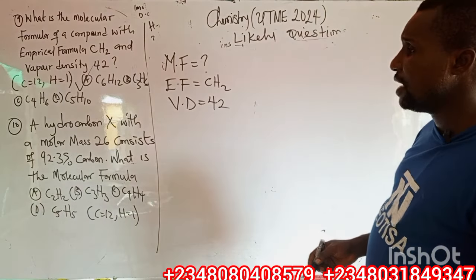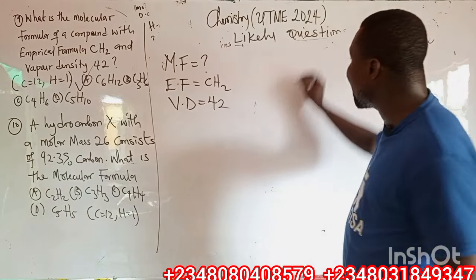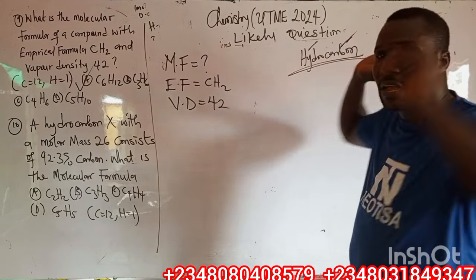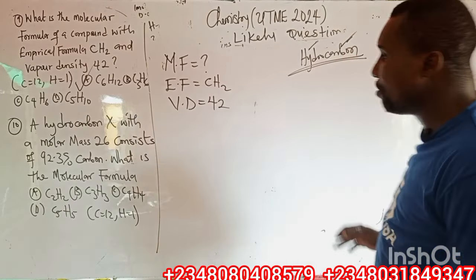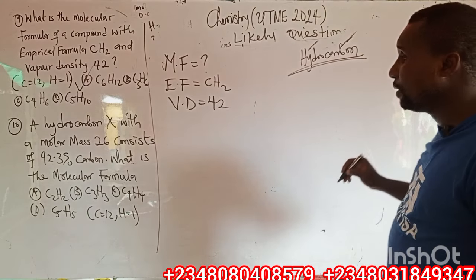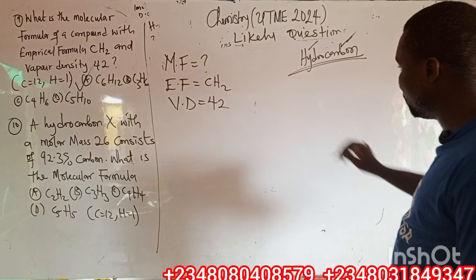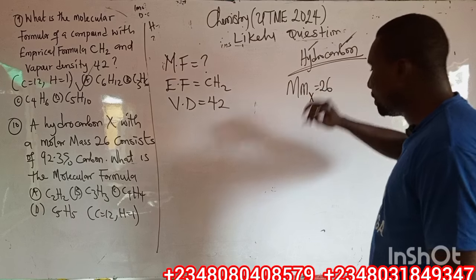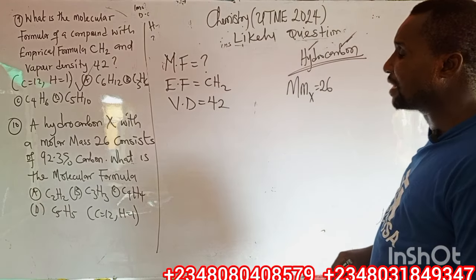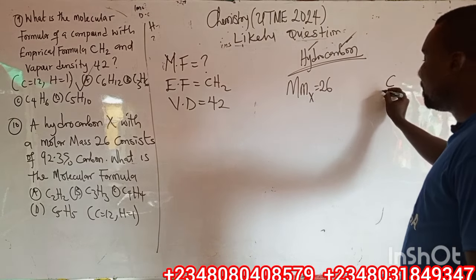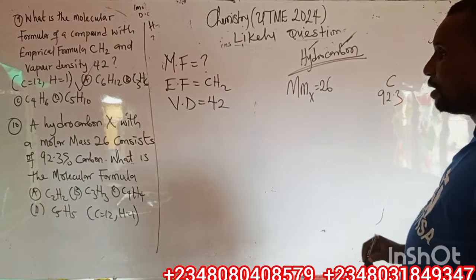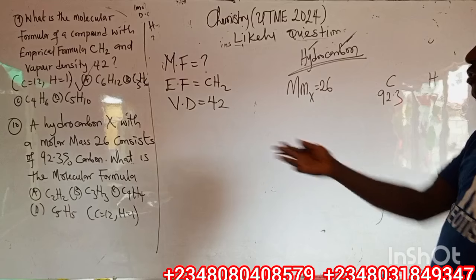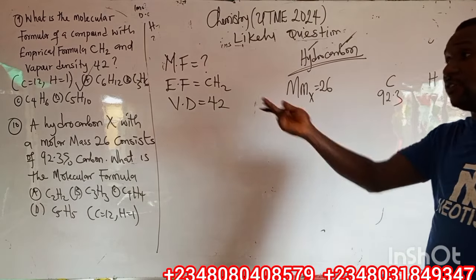Number 10, we have a hydrocarbon X. When you hear the word hydrocarbon, that means a compound that contains only hydrogen and carbon. Hydrocarbon X, with a molecular mass of 26, consists of 92.3% carbon. Don't forget, hydrocarbon means carbon and hydrogen only, so the rest will be hydrogen.